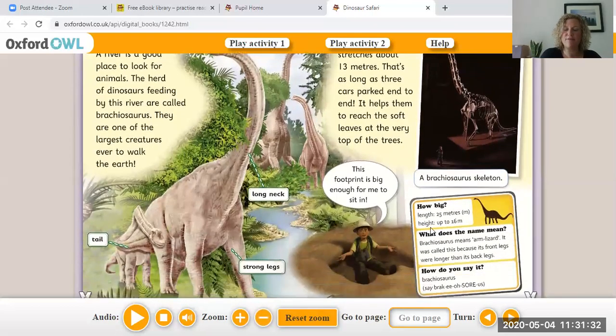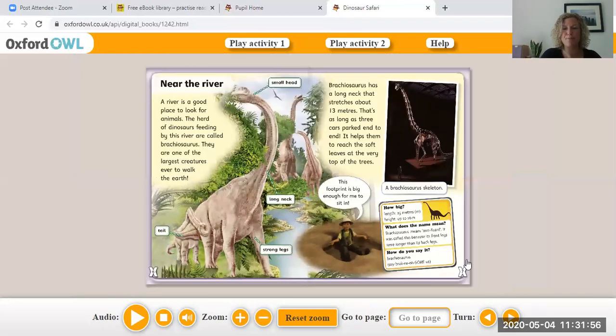Length 25 meters, height up to 16 meters, and of course 13 meters of that was neck. What does the name mean? Brachiosaurus means arm lizard. It was called this because its front legs were longer than its back legs. How do you say it? Brachiosaurus. And it's really useful when they have these in brackets to teach us the correct way to say them.